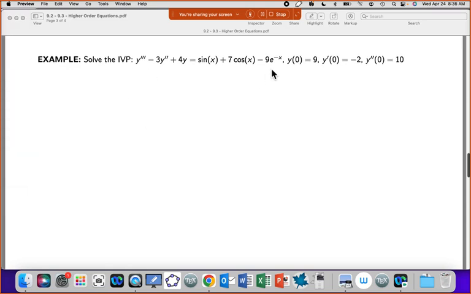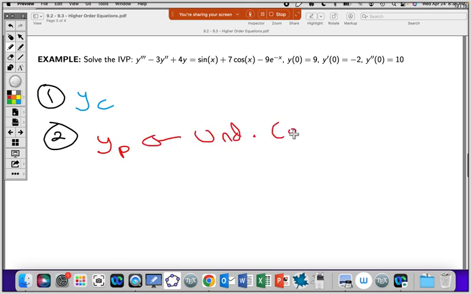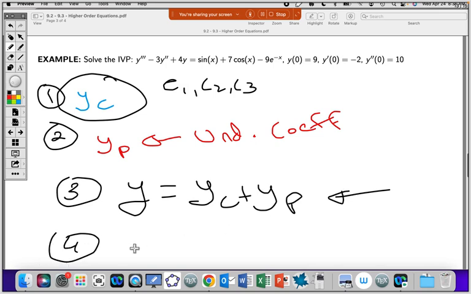What if you have an IVP now? Okay, so step 1, we found the YC. Step 2, we found the YP, in this case using undetermined coefficients. And the one thing you've got to remember, step 3, your general solution is YC plus YP. Even though the unknown constants C1, C2, and C3 are in here, you need to impose the initial conditions on your final answer here. There you go.